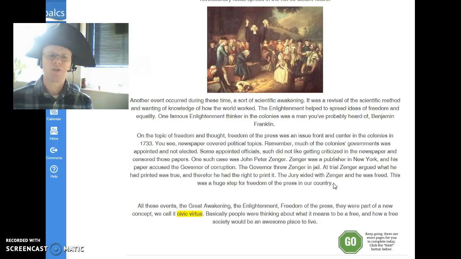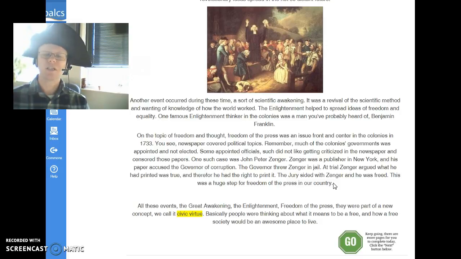Freedom of the press was an issue front and center in the colonies in 1733. You see, we have newspapers in the major cities, and much of the colonies were still royal colonies, so they had people from Britain appointed to govern them. They weren't representative of the colonists so much. And so you have these newspapers printing political commentary, and it was not always kind to these British appointments, such as the governor. And this was the case in the trial of John Peter Zenger.